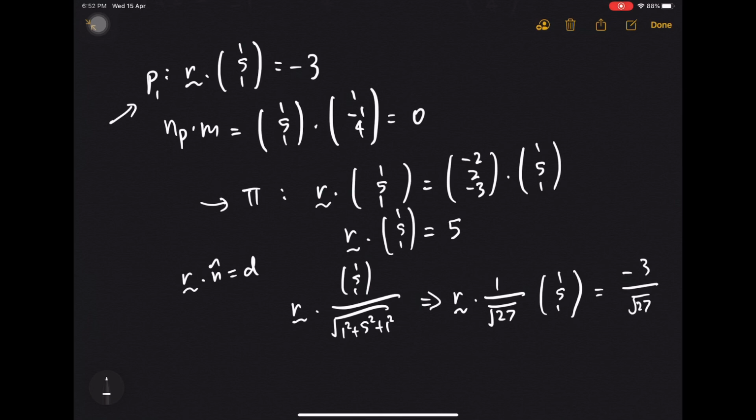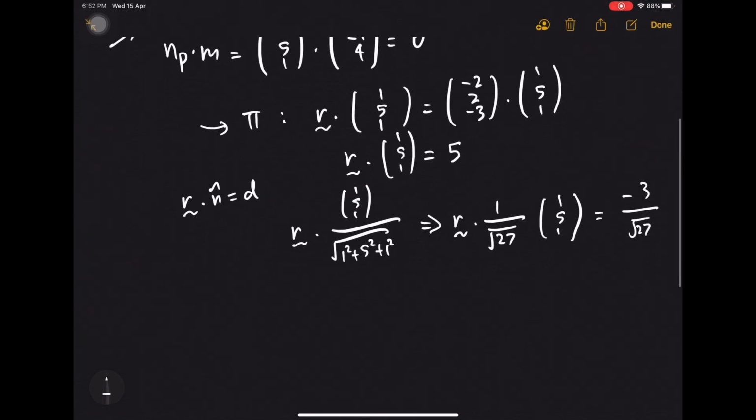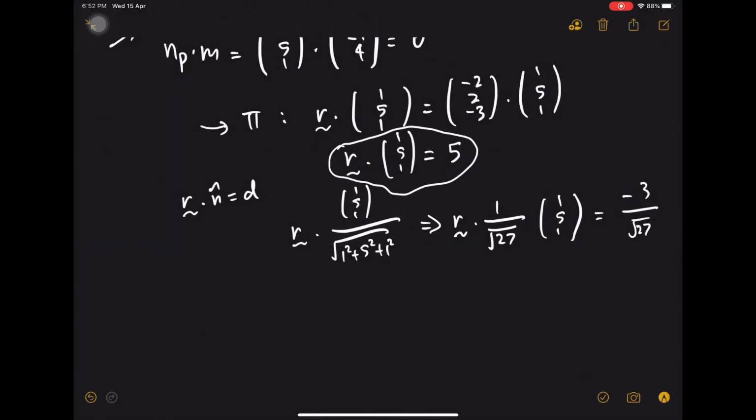We're going to use the same thing for the next plane. So for the next plane, we have the same thing, 1 over square root 27 as well, and we're going to move it to the other side. So that will be 5 over square root 27.